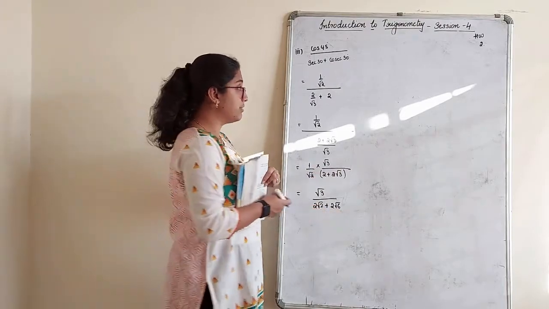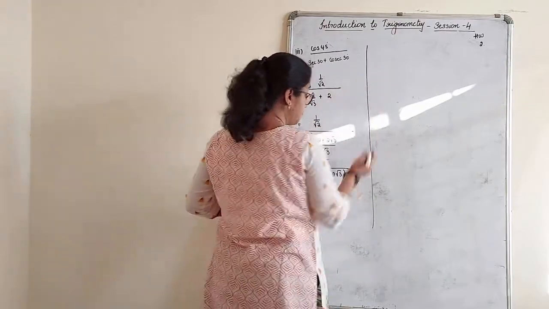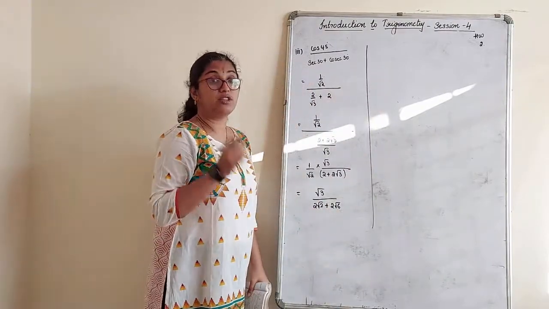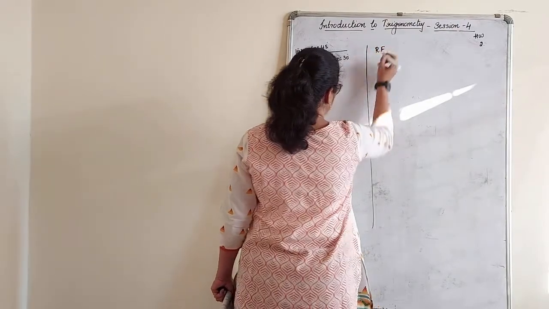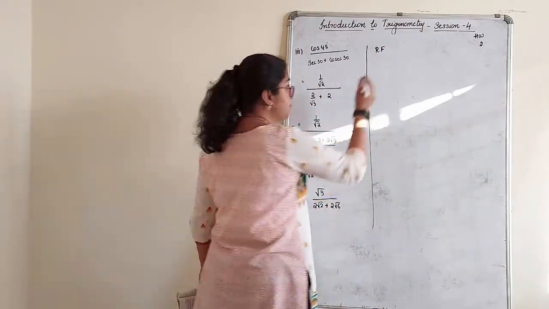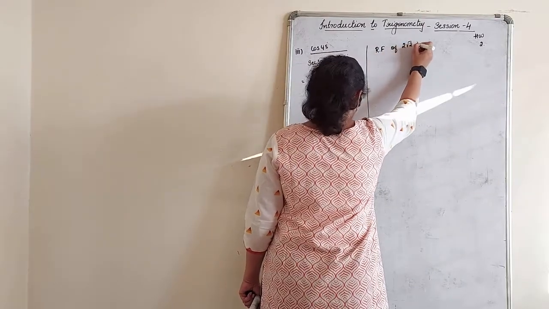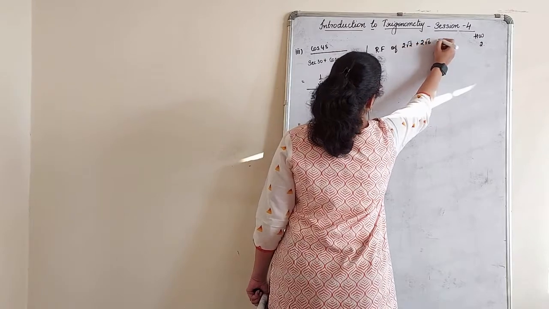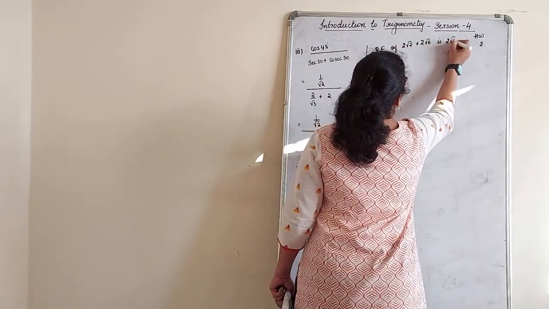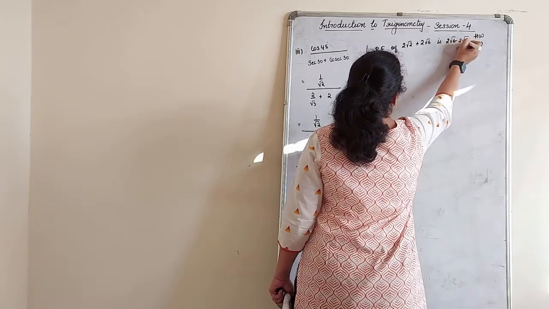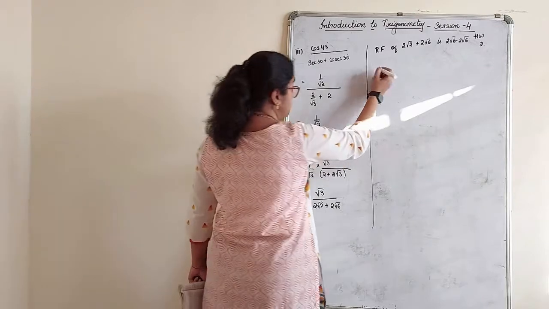What do we do now? Rationalize. Whenever you get such numbers in the denominator, rationalize. If you keep this as your final answer, you might not get full marks. For rationalizing, always write the rationalizing factor. The RF of 2 root 2 plus 2 root 6 is 2 root 2 minus 2 root 6. You have already studied what the rationalizing factors are.